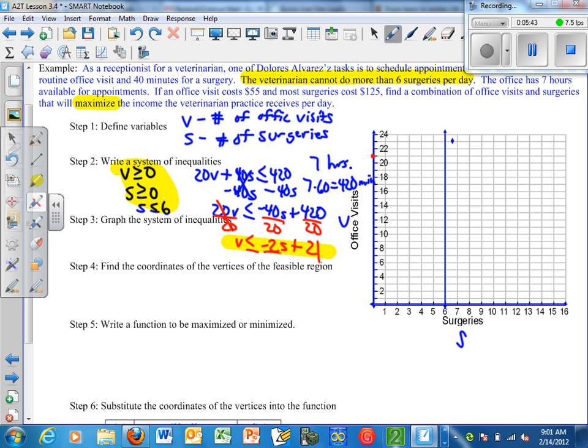We're going to go down 2, right 1 is my slope. So down 2, right 1. Down 2, right 1.